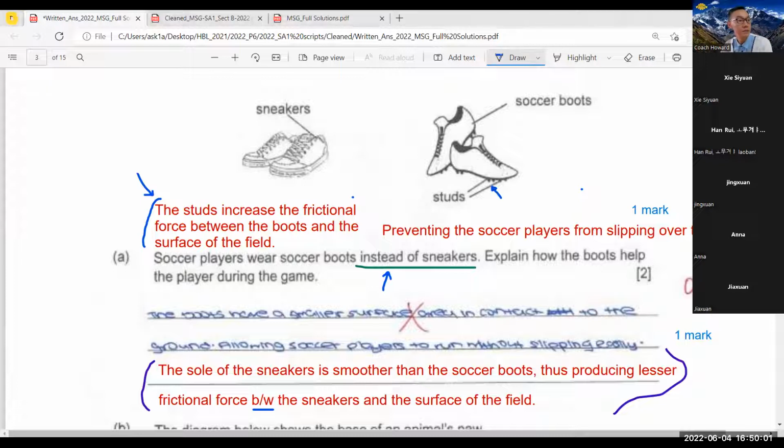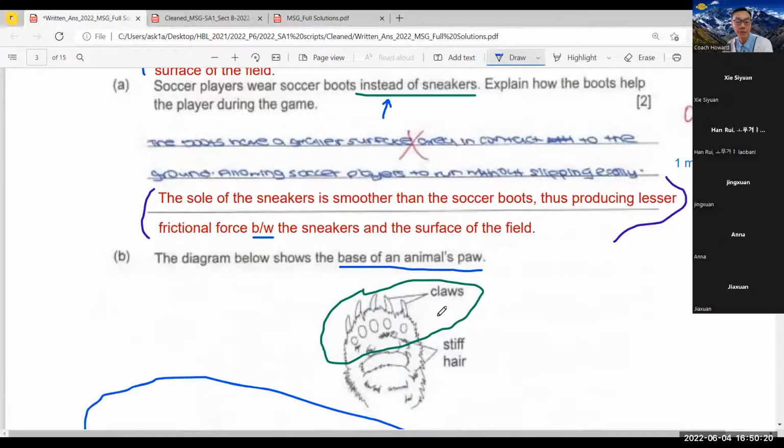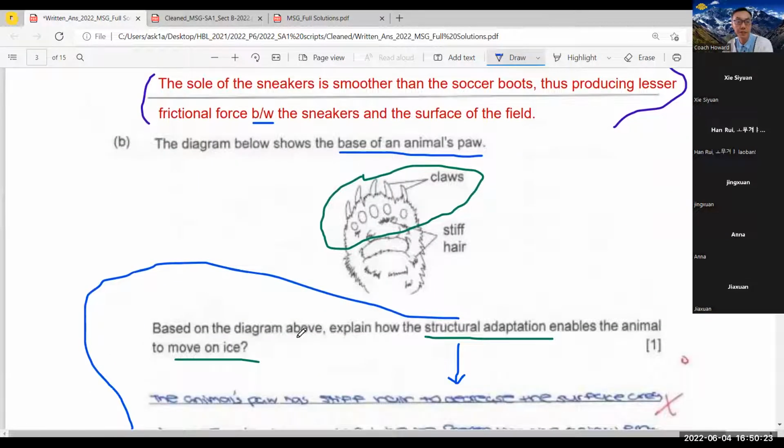Okay, part B, you take a look. Part B is application questions. They say the diagram shows the base of an animal's paws. By looking at this animal paw and the question here, you can guess what type of animal this is. They say based on the diagram above, explain how the structural adaptations enable the animals to move on ice.